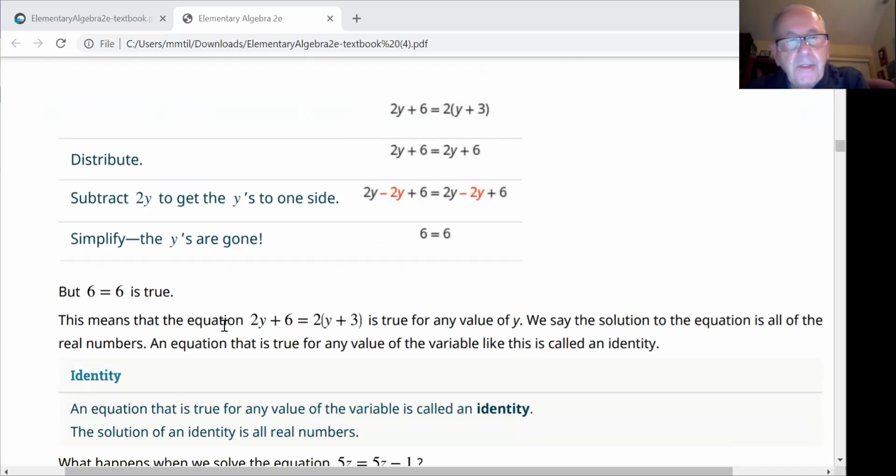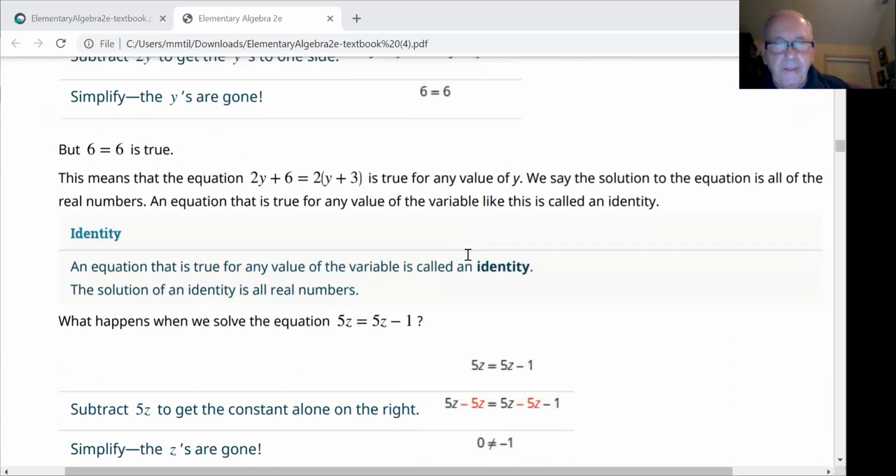Well, it's true, 6 is equal to 6, but this would mean that this would be an identity. You could put any value you wanted in, in the spectrum of all the way from negative infinity to positive infinity for y here, and this equation would be true, right? So that's why it's called an identity. Any value you wanted to put in didn't make any difference. So that's an identity kind of equation.